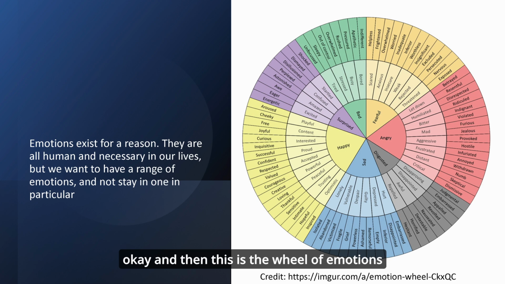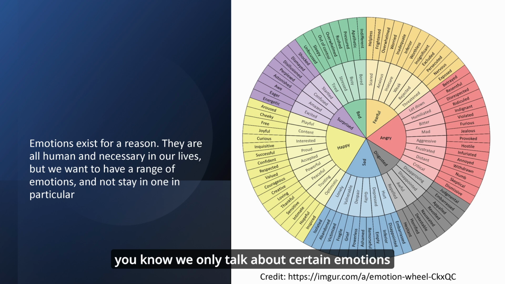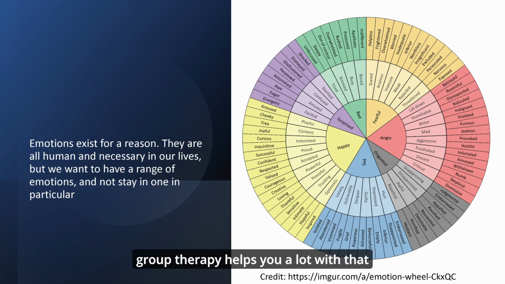Okay, and then this is the wheel of emotions. Sometimes we only talk about certain emotions, but there's a whole range of them. And so being able to point them out and say, oh, this is the way I feel, is important. And group therapy helps you a lot with that, because since other people share how they feel, sometimes there are patients who say, I feel like that, but I didn't know how to say it. So it's really cool.